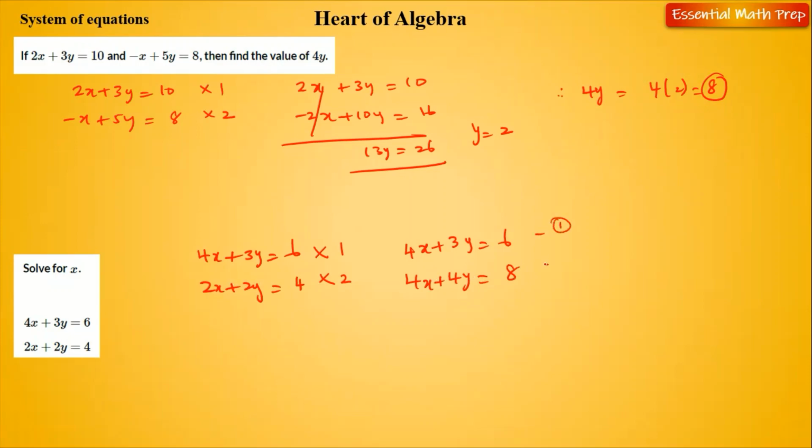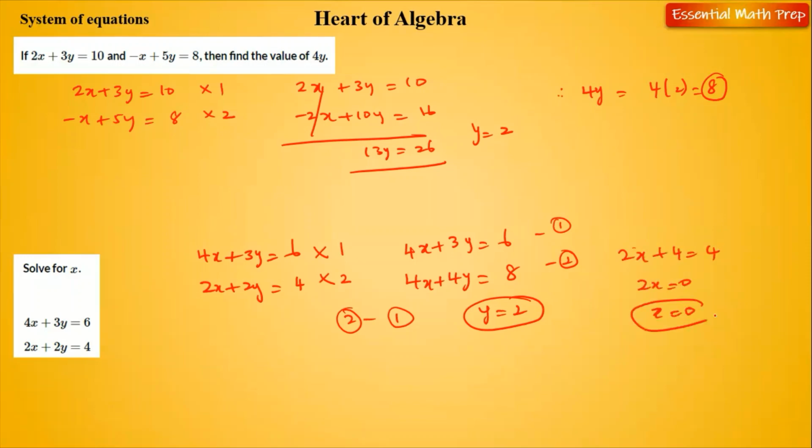If I call this 1 and 2, I subtract 1 from 2. That means it's y equals 2. We're asked to solve for x. So that means if you put it into this expression, then we get 2x plus 4 equals 4, 2x equals 0, x equals 0.